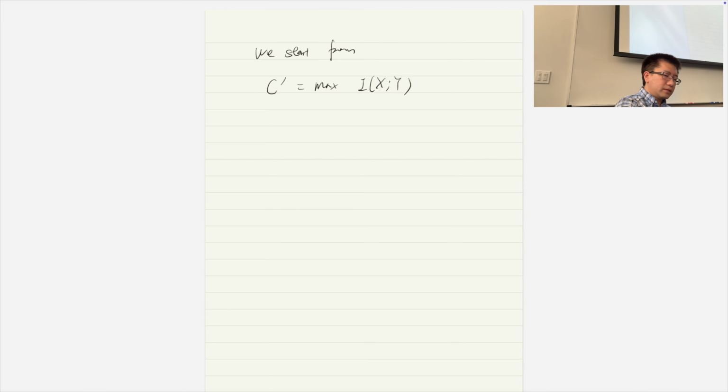Here, the maximization is over all the PDF. Before, it was over all the PMF of X. Here, it's over all the PDF of X. But we'll have one more constraint, and this is the difference. We need to make sure that the expectation of X squared is less than or equal to P. So this is our maximization problem. Let's see how we can maximize it.